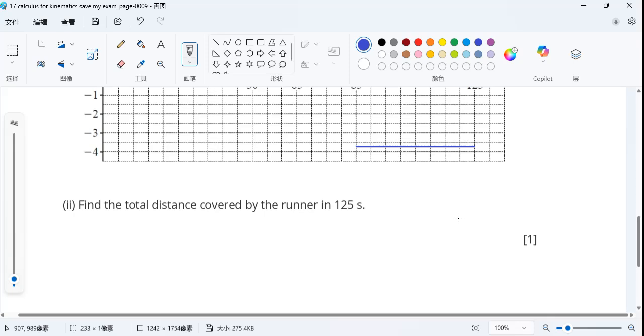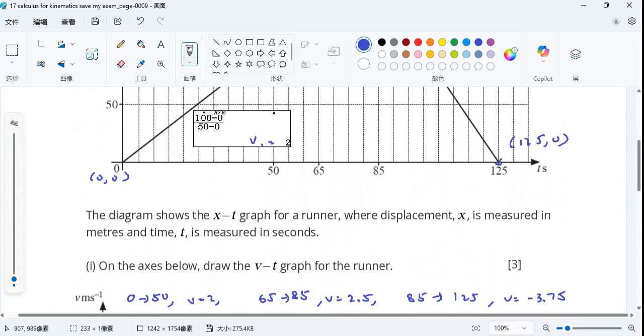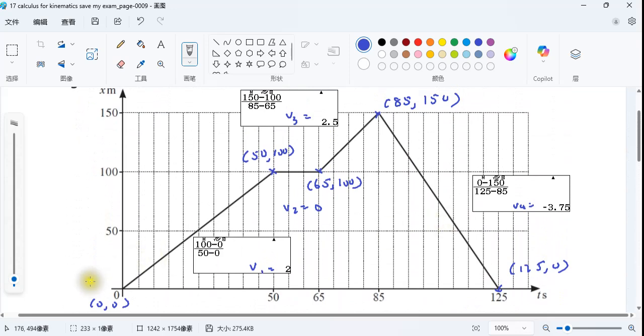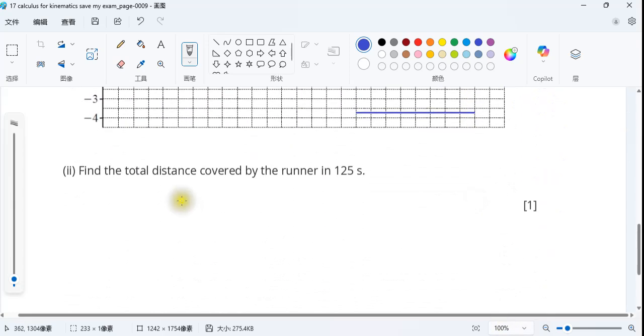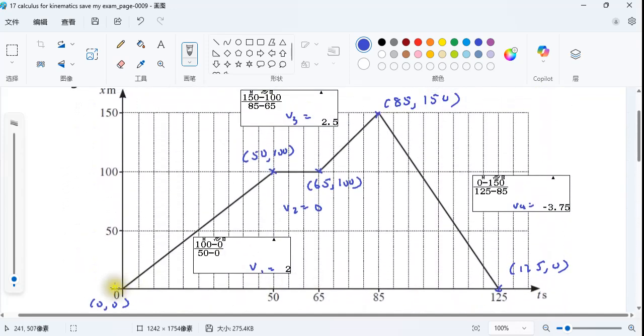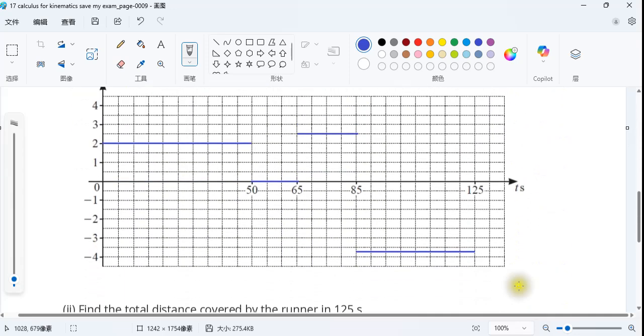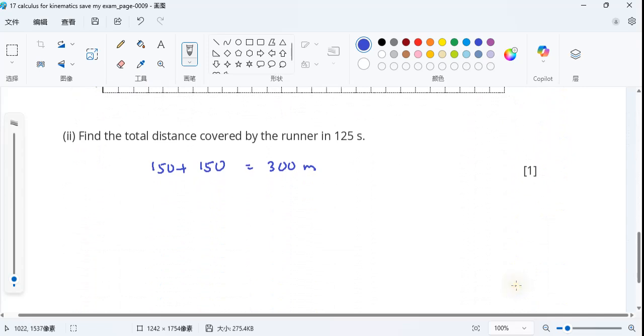Total distance covered. So 150 plus 150, 300 meter. Yes. Okay. So from 0 until 150 and then 150 to 0. So total is 300 meter.